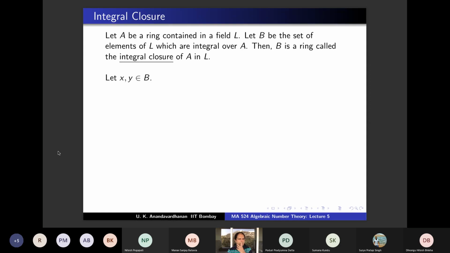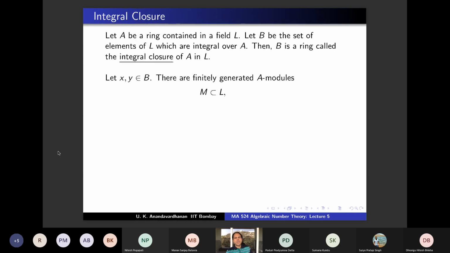So let's prove that. Suppose x and y are in B, so that means x and y are integral over A, and therefore we have this other criterion using finitely generated modules with a property. Corresponding to x, there is a finitely generated non-zero module M such that x times M is contained in M, and corresponding to y, there is a finitely generated non-zero module N contained in L such that y times N is contained in N. So this much you know.